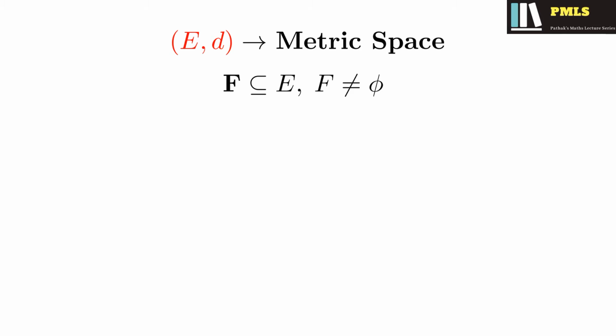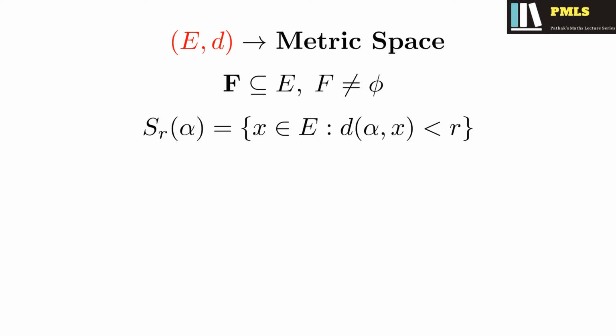Our study is going to be heavily based on the concept of open spheres. Some authors use open sets or neighborhoods to explain these concepts, but we stick to open spheres. You know that open spheres are denoted by S_r(α), where r is the radius and α is the center. It is in fact a set of all those points of E whose distance from α with respect to the metric d is strictly smaller than the radius r.